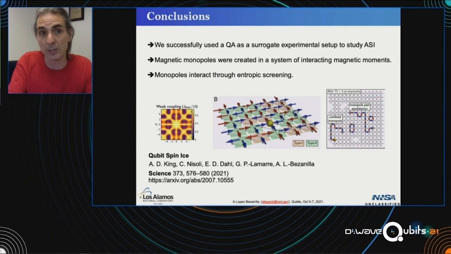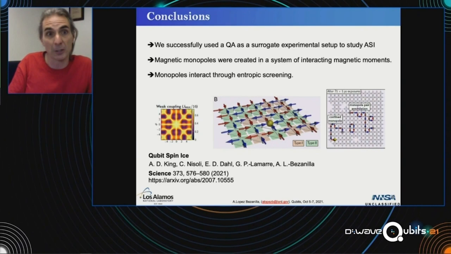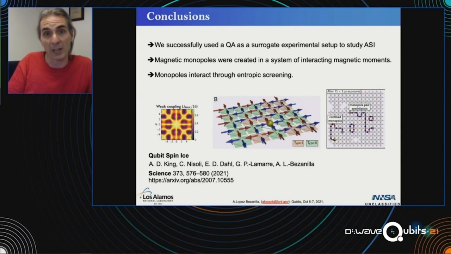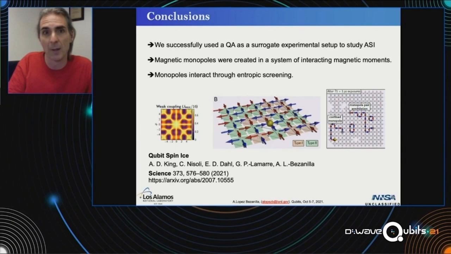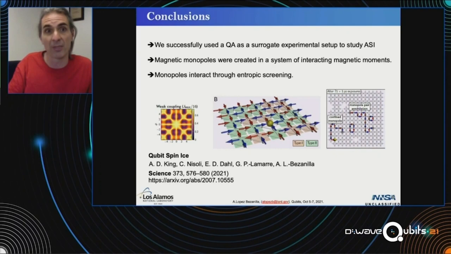Finally, conclusions simply that we've been using a quantum annealer as a surrogate platform to study spin ice. We can create monopoles and drive some dynamics thanks to the quantum fluctuations imposed by the transverse field. And we observe that monopoles can interact even though they are far away from each other, thanks to the entropic screening.